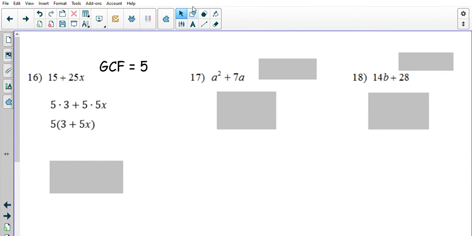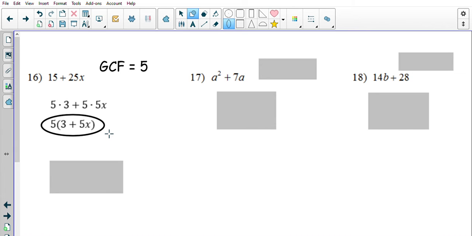5 goes outside the parentheses. What's left is going to be your 3 plus 5x. Again, double check it. 5 times 3 is 15. 5 times 5x is 25x.